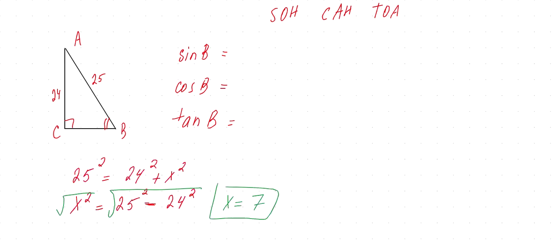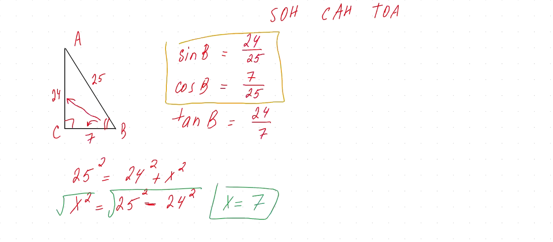So now, once we have this side, we can solve this triangle. So this is 7. Sine of B, again, is opposite over hypotenuse, so 24 over 25. Cosine of angle B will be adjacent over hypotenuse, so 7 over 25. And the last one, tangent of angle B is opposite leg to adjacent leg, so 24 over 7. And again, as you can see, sine and cosine never exceed 1 or go lower than -1. But tangent can be more than 1.